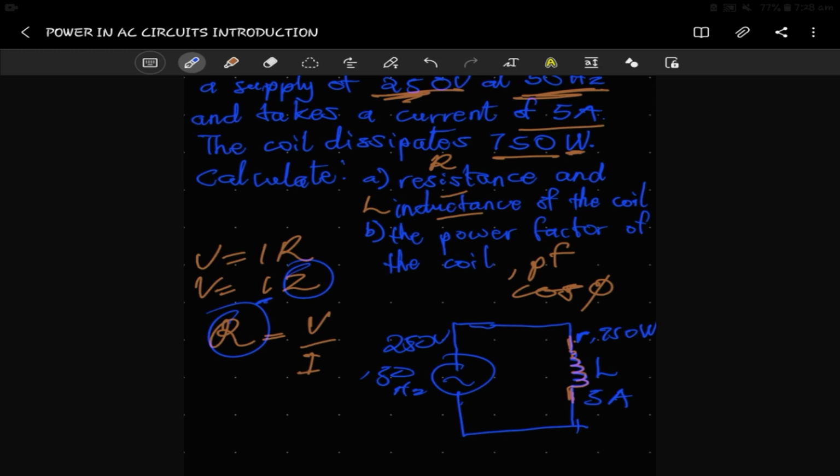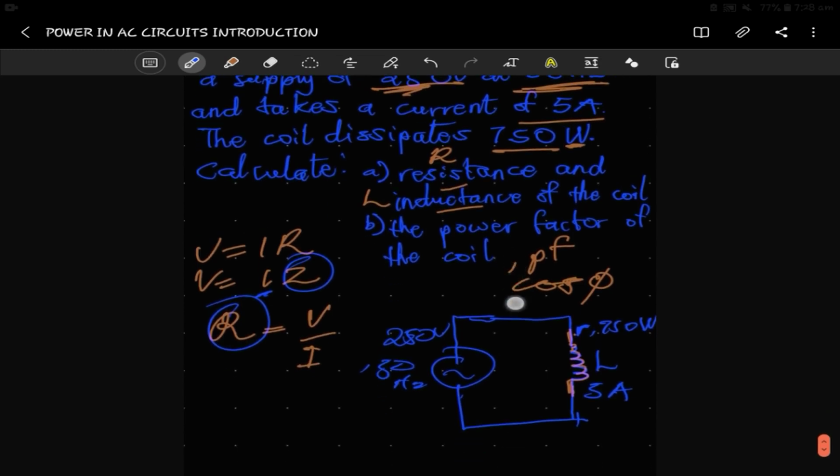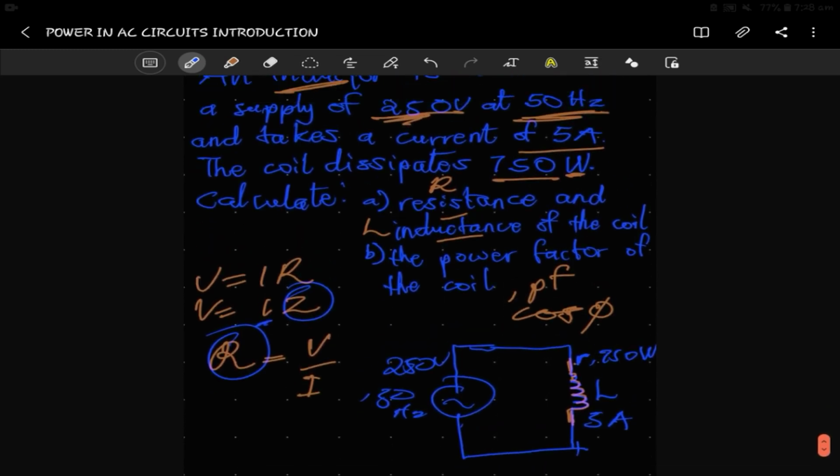Okay, so now we are trying to find Z first. That helps us find I, and then we move on to find both the resistance and the inductance. So this is how we go about it. Have we been given the current? I think we've been given the current already.